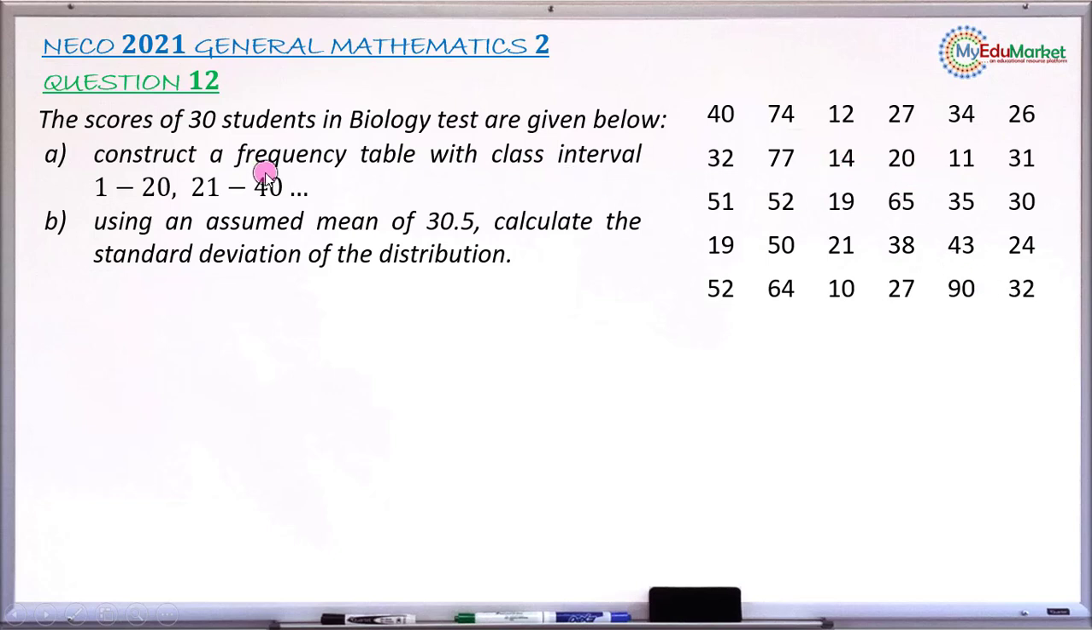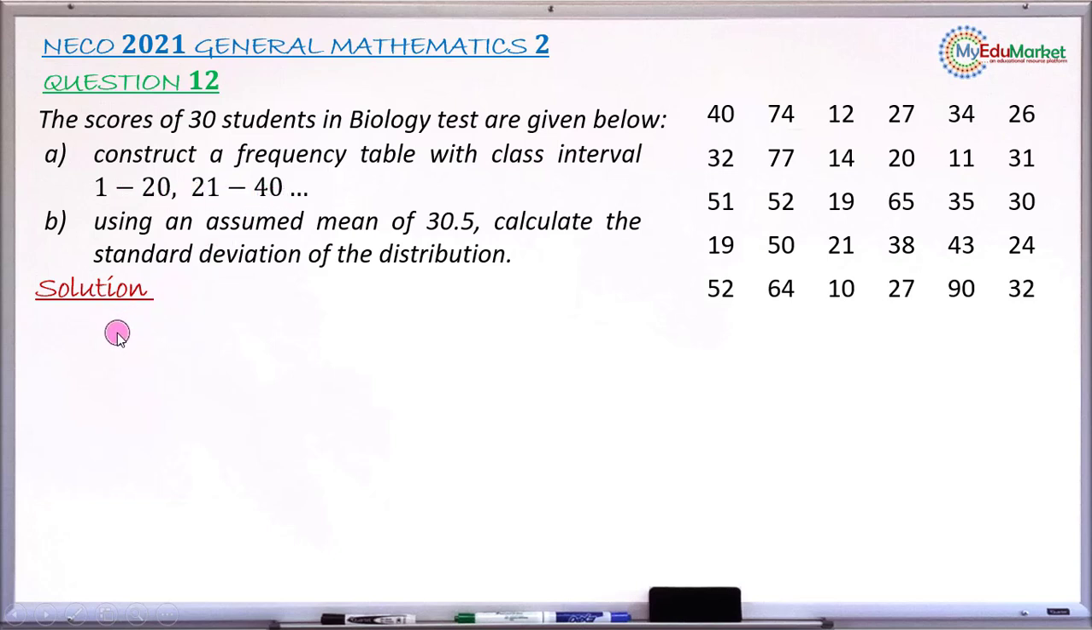So the question asked is number A. Construct a frequency table using the class intervals 1 to 20, 21 to 40, and so on. Question number B, you are asked to use the assumed mean of 30.5 to calculate the standard deviation of this distribution. So let's attempt to answer this question, starting with the first question that asked to construct a frequency table for this distribution. We have sample class intervals to use, 1 to 20, 21 to 40.